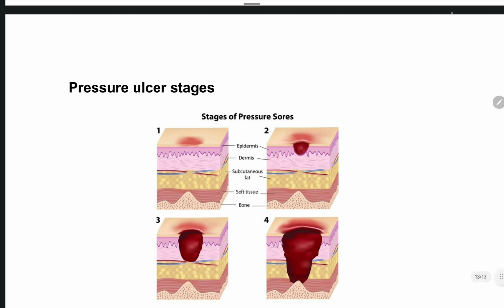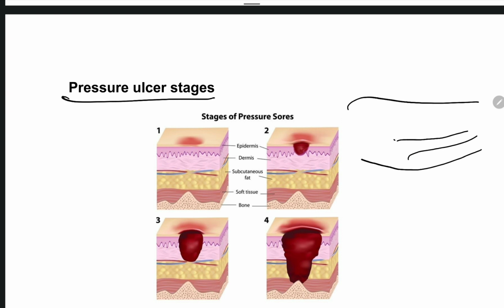The last one is pressure ulcer stages. Pressure ulcer is a kind of wound which develops over a bony prominent area, where the bone is present near the surface of the skin. For example, the joints or the hip bone, the head of the femur. The head of the femur is closely related to the surface skin. So here we have the risk for pressure ulcer.